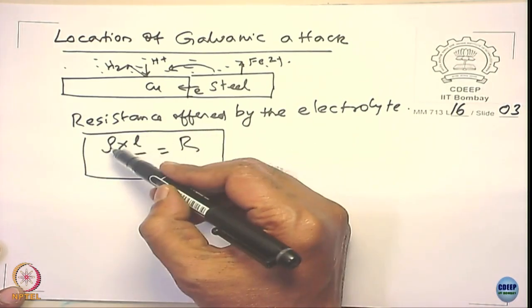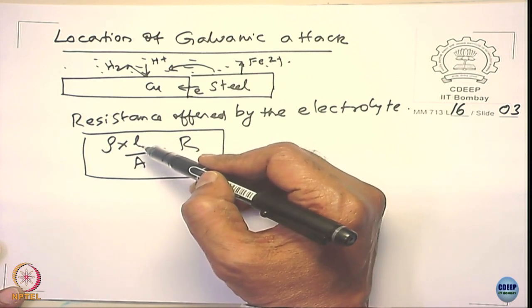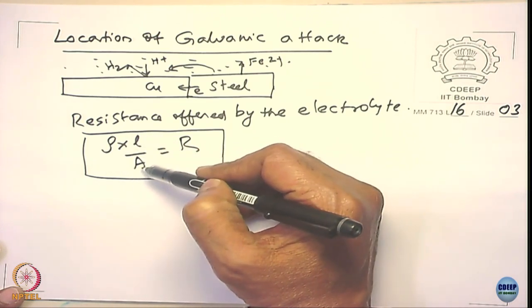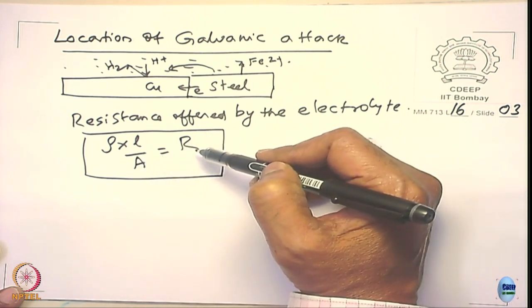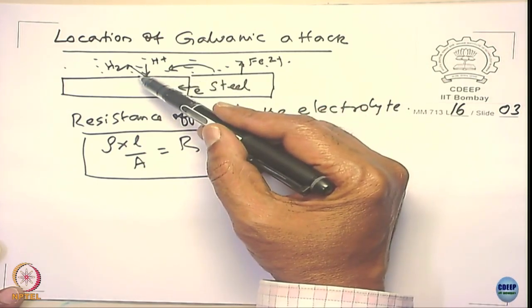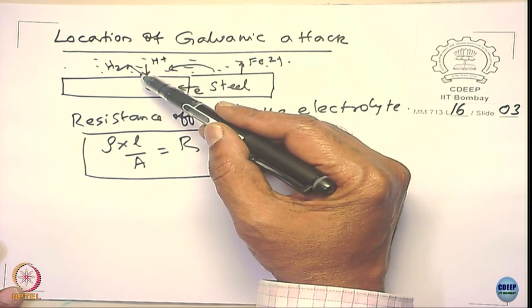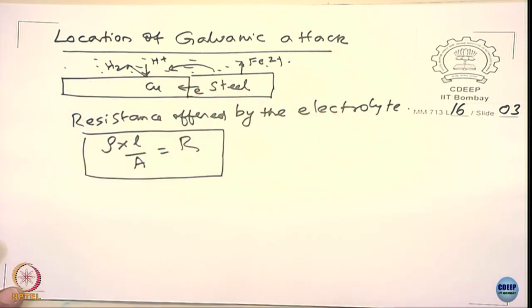The resistivity of the electrolyte, the length over which the current is going to flow, and of course the cross-sectional area over which the current is going to flow, are related to resistance. So as the distance increases, the quantum of current that is going to flow reduces. So the amount of corrosion current is going to be decreasing from this point to this point.